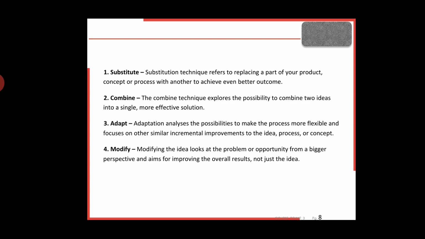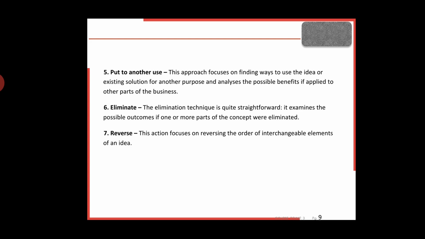What I mean to say is, innovation strategies are about creating a plan of action, designed to achieve a long-term process or concept. This is SCAMPER, S-C-A-M-P-E-R. And then if we have to learn about P, P means put to another use.